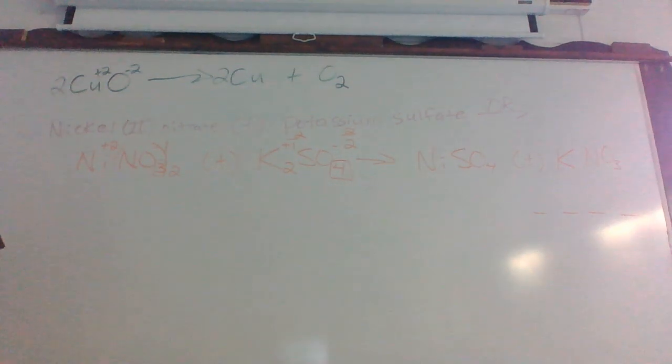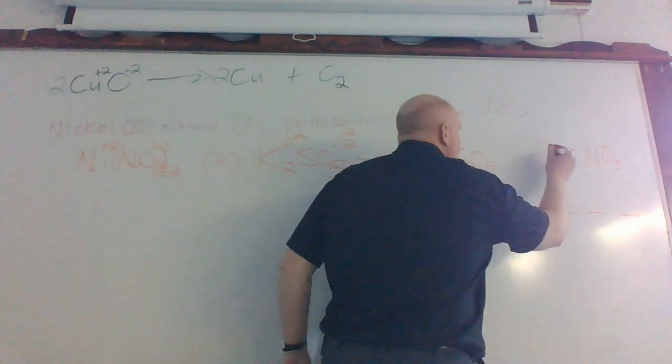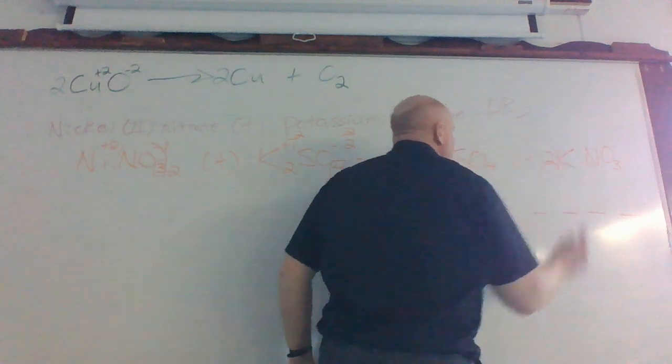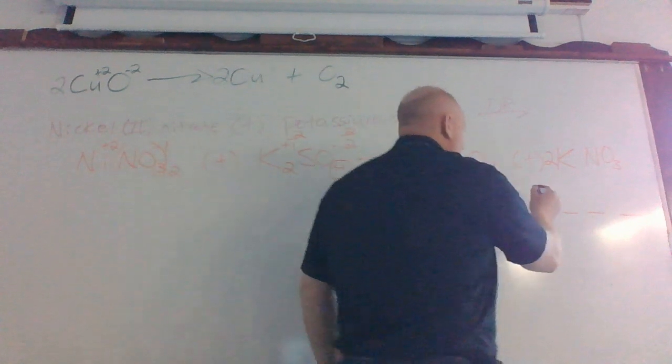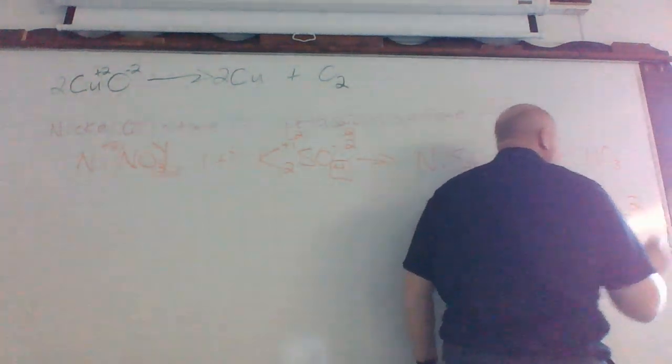Okay? So is this something you can visualize in your head, or do you need to write them out? Visualize, okay? So the nickels are balanced. The potassiums are not balanced. Neither are the nitrates. Okay? So if we put a 2 in front of here, that does it. Okay. 1, 1, 1, 2. All right.